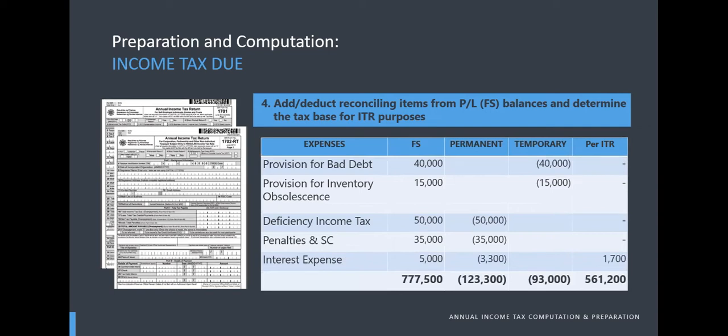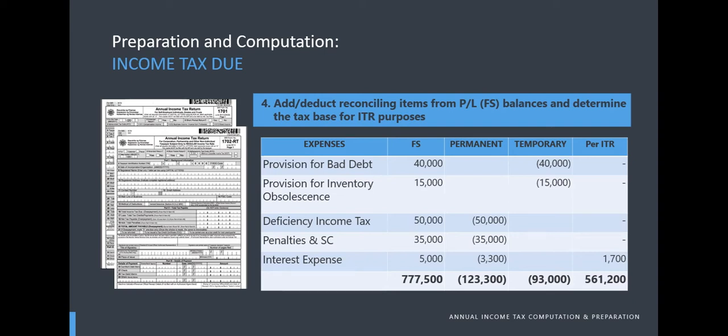Provision for bad debts is not tax deductible. So that's why we need to remove it as a temporary difference. Provision for inventory obsolescence, the same. We should remove it as a temporary difference since these are mere provisions.